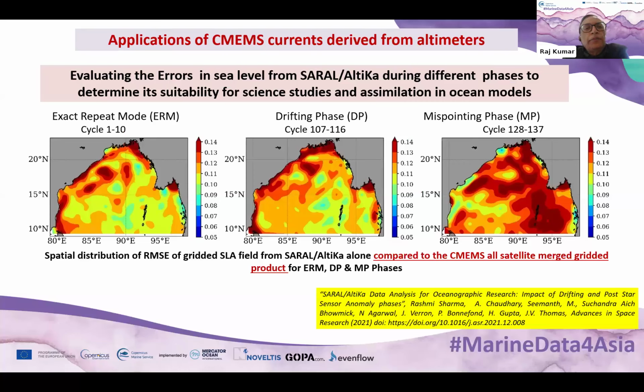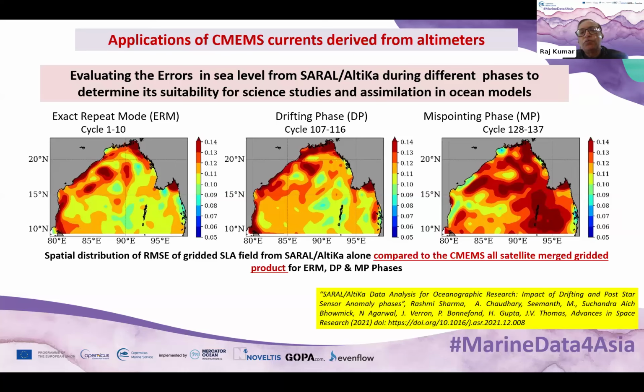In addition to that, altimeter data is being used from the Saral Altica altimeter, which is working since 2013. This satellite is working beautifully. It has had different modes, because earlier it was in exact repeat mission mode for geoid applications as well as oceanography applications. But later on, it was in drifting phase, and now because it is an old satellite, there are some issues, so it is in mispointing phase.